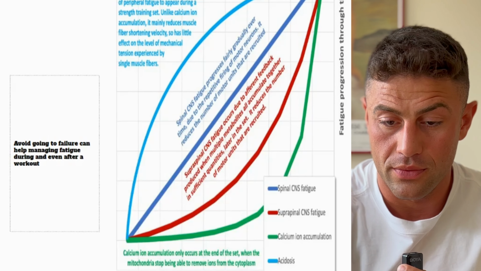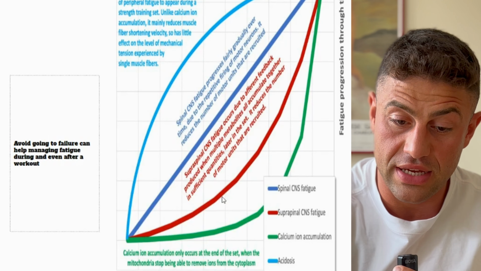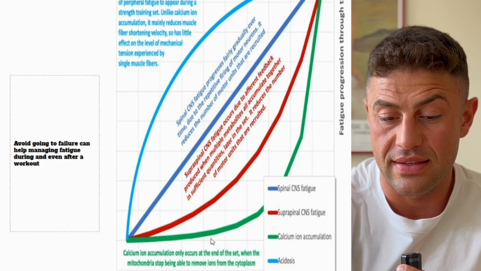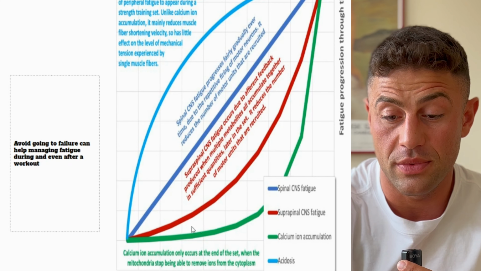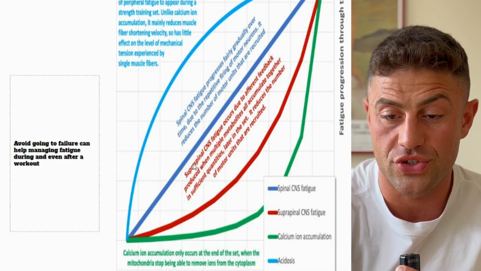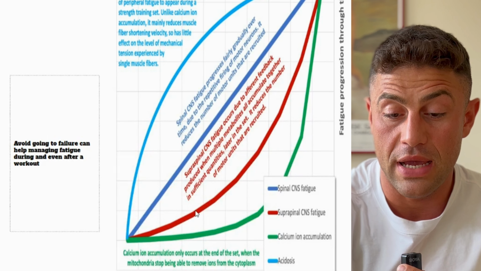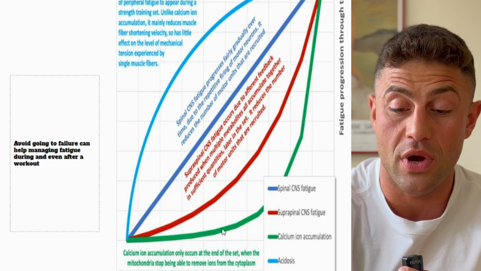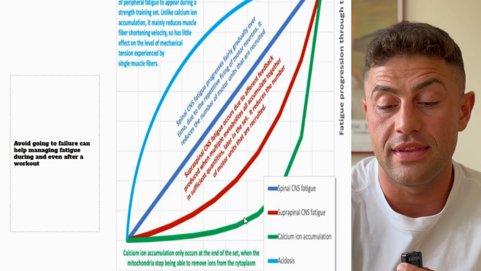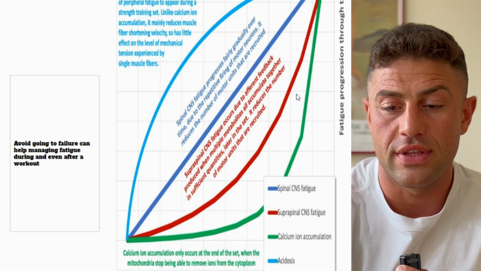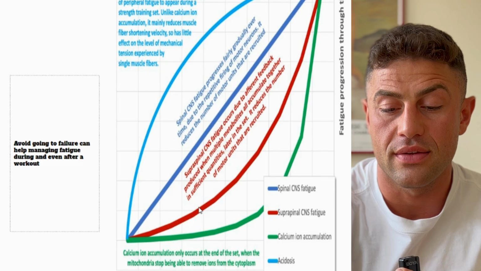So, going back to this infographic, if you take a look at this red line, the first thing we can see is that these 2 lines, calcium ion accumulation and supraspinal CNS fatigue, go hand in hand. They kind of follow each other, right? And it's mainly because the CNS, our brain, detects the amount of calcium ions inside the muscle. It decreases the amount of firing rate in relation to that. That's very interesting, isn't it? So these 2 things go hand in hand.